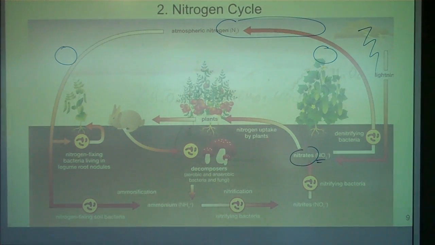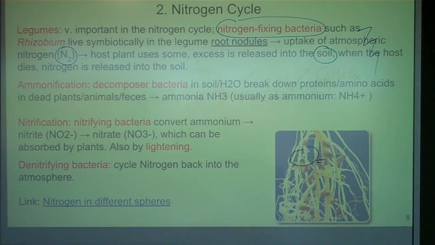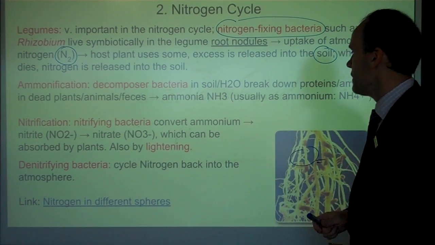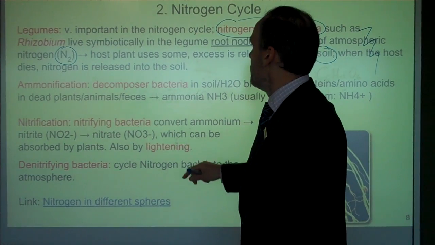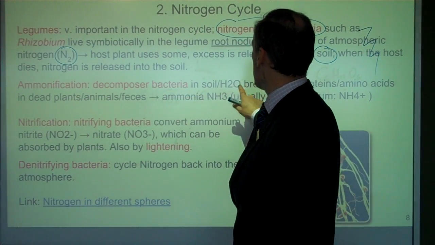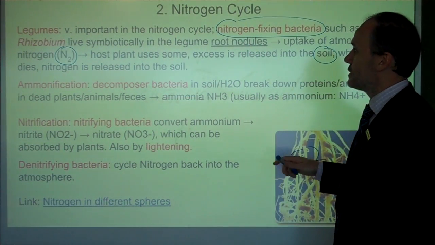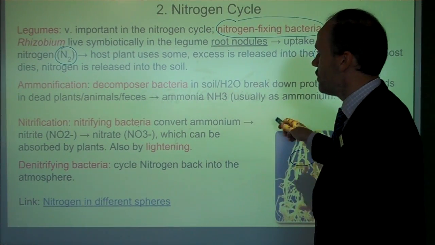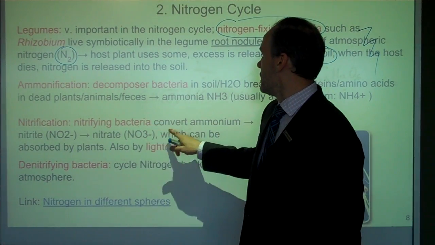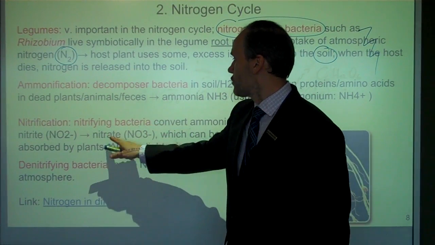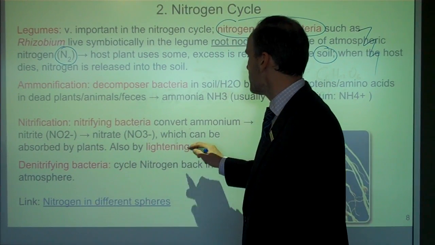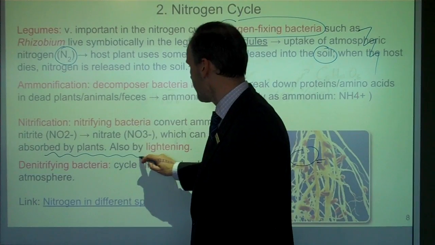So let's pop back to our previous slide. And hopefully that's making some sense. I should put lightning on this slide as well. Okay? Lightning bolt. So, ammonification. Decomposing bacteria in soil break down the proteins and amino acids in dead plants and animals, release NH3, usually as ammonium, NH4+, and then nitrifying bacteria convert ammonium to nitrite, then to nitrate, which can be absorbed by plants. So that's where we're trying to get to.